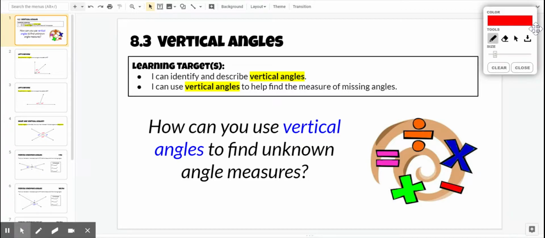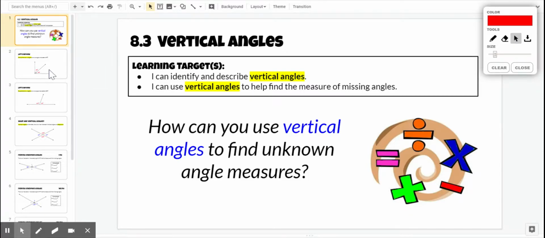This week we are going to continue our study of angle relationships, starting today with lesson 8.3, vertical angles. We have two learning targets for our lesson today. The first one, I can identify and describe vertical angles. The second, I can use vertical angles to help find the measures of missing angles. As we go through today's lesson, the question I want you to keep in mind is this: How can you use vertical angles to find unknown angle measures?